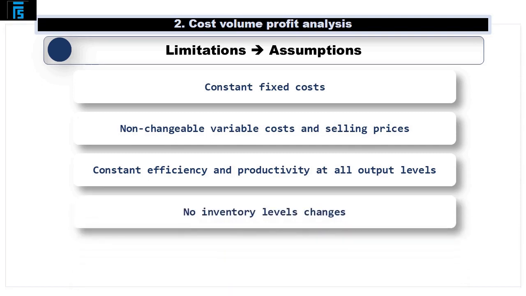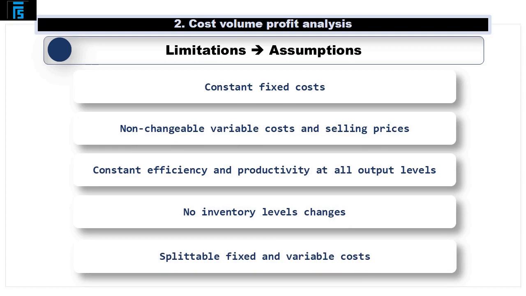We are also assuming that whatever we produce we sell, so that there are no changes in our inventory levels. And finally, there is an assumption that fixed and variable costs can be split, and that there are no semi-variable costs within the business.